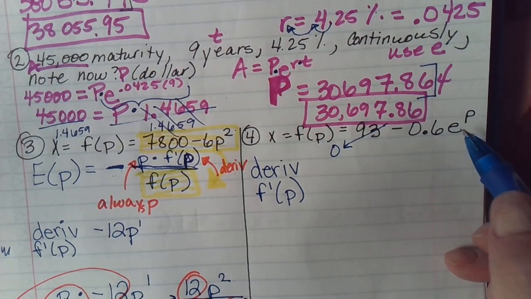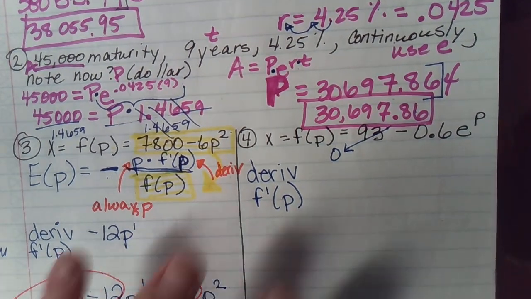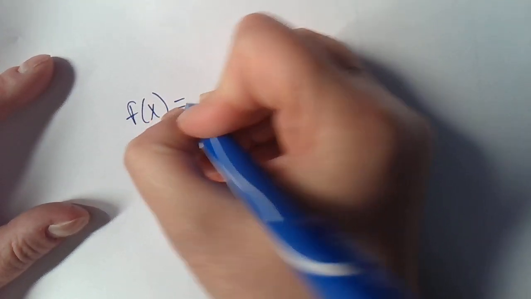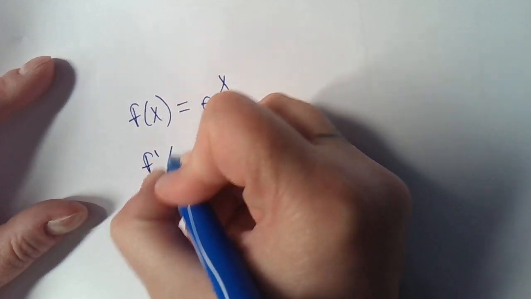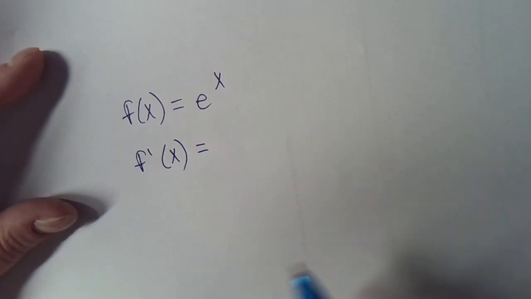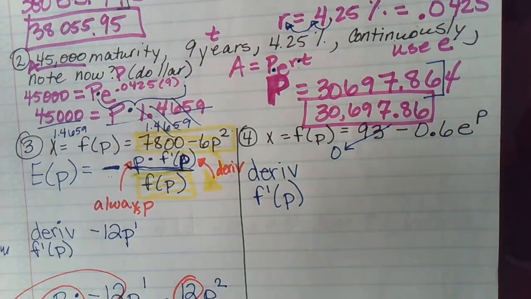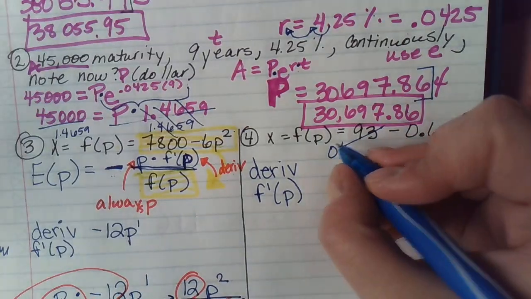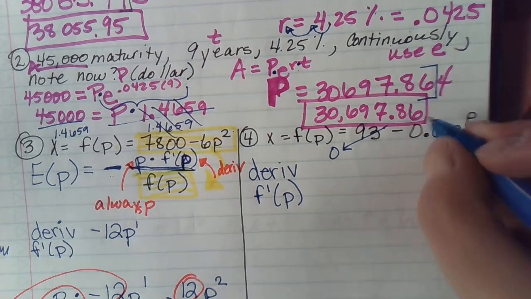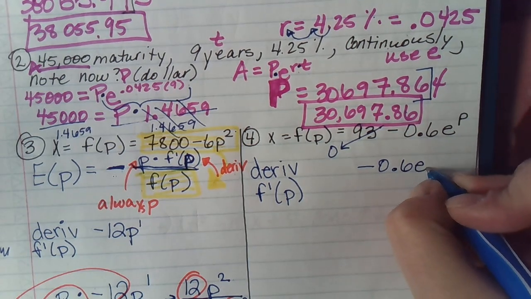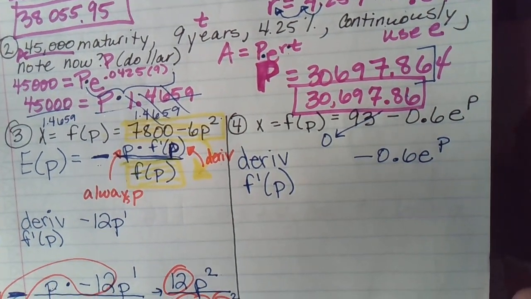The derivative of something with an e is the exact same thing. You might have remembered back in the day, if you have f of x equals e to the x, then the derivative of e to the x is just the same thing, e to the x. So for us, the derivative of this sucker with the e is the exact same thing, negative 0.6 e to the p. Okay, so that's our derivative.